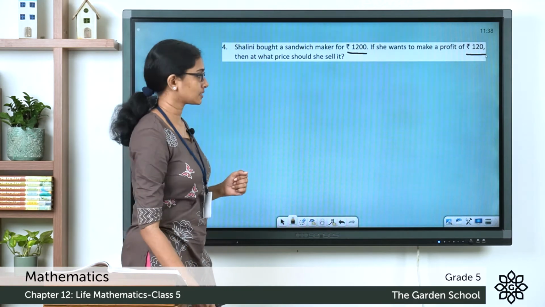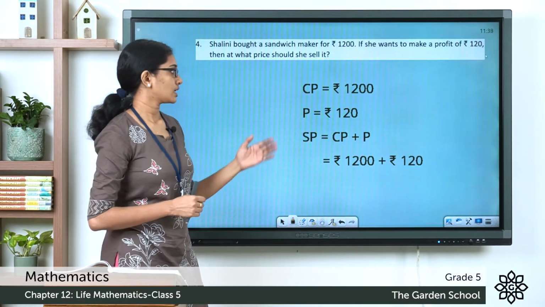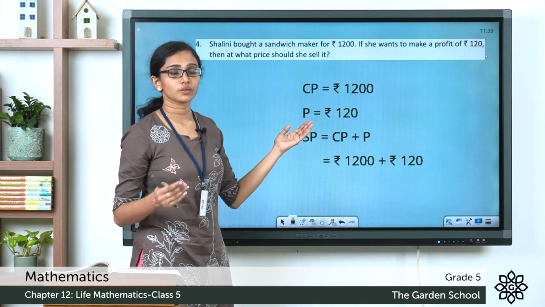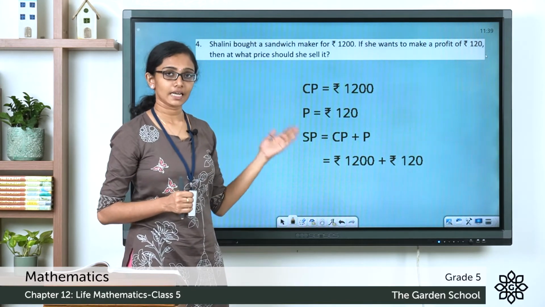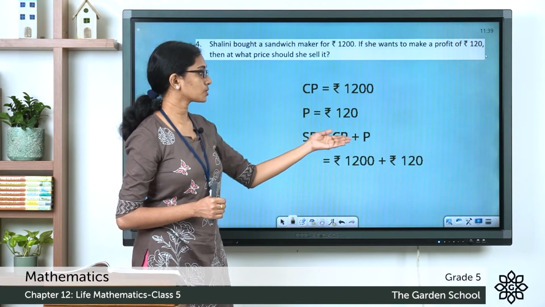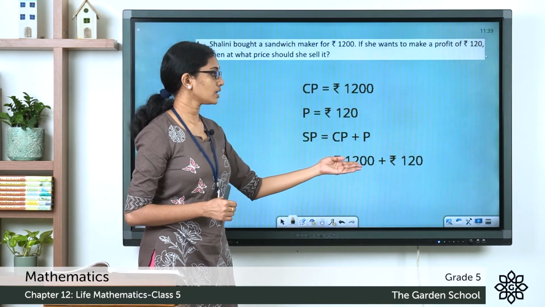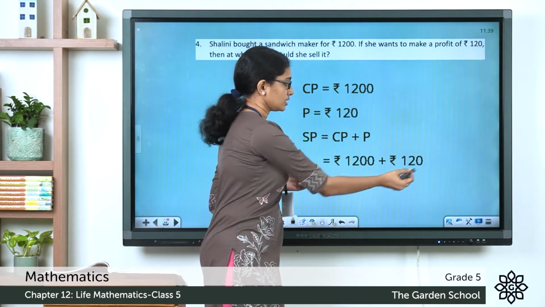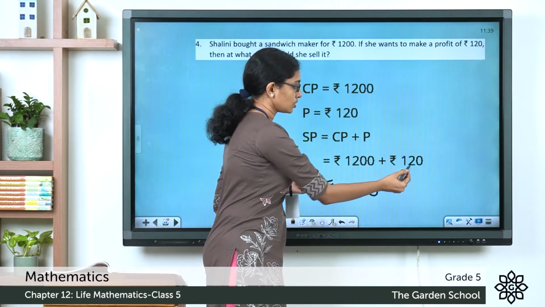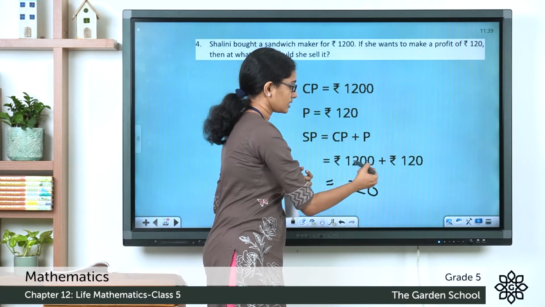So let's see the steps. The cost price is equal to 1,200. The profit required, the profit she needs to make is equal to rupees 120. So the selling price should be equal to the cost price plus the profit needed. So that is 1,200 plus 120. And what is it? See, 0 plus 0, 0, 2 plus 0, 2, 1 plus 2, 3, then 1.